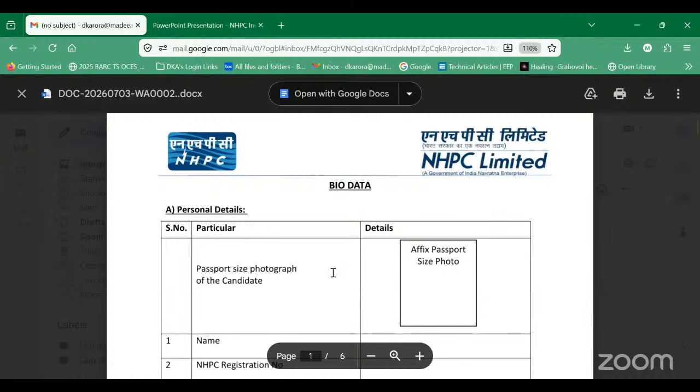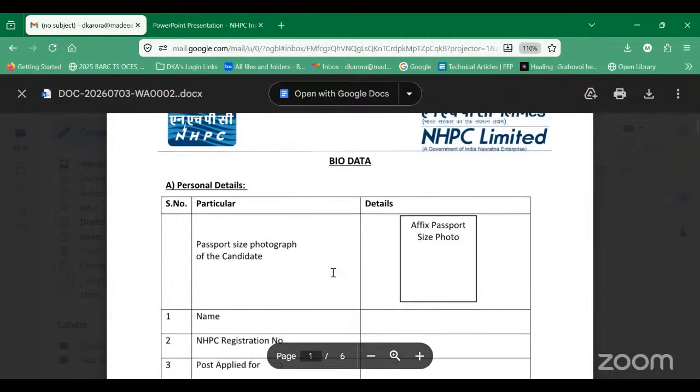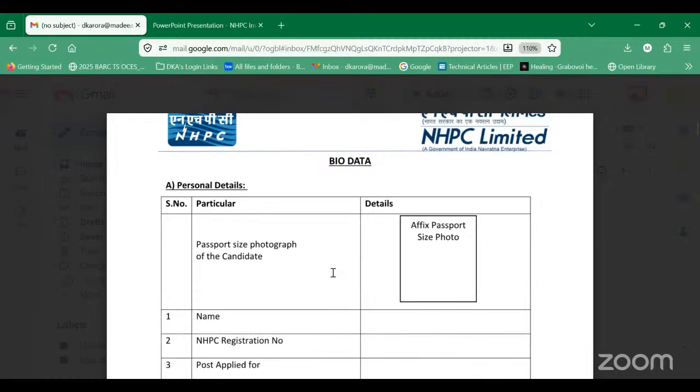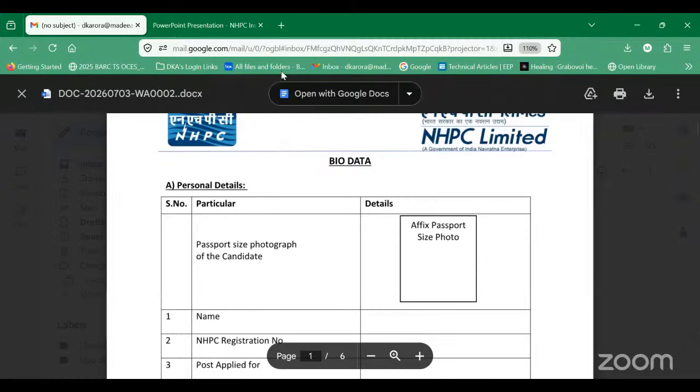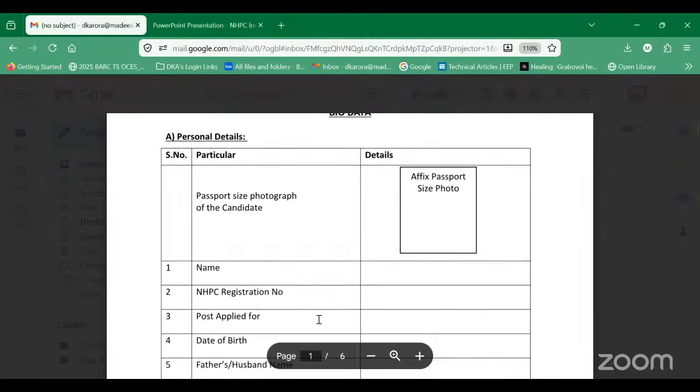Yes, it is visible now. Attach your passport size photograph. It can be a current passport size photograph. Your name, write in capital letters. Okay, it has to be filled up. You see, this document, when you download it, you will be able to edit it. So fill up using a suitable editor so that there is no mix-up.